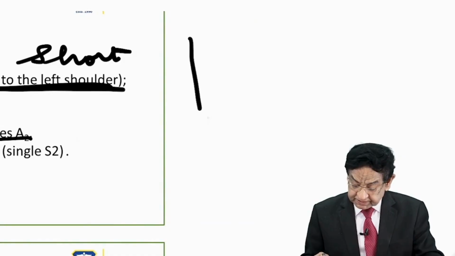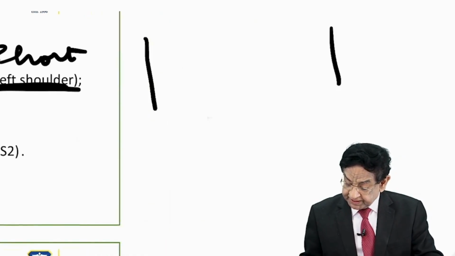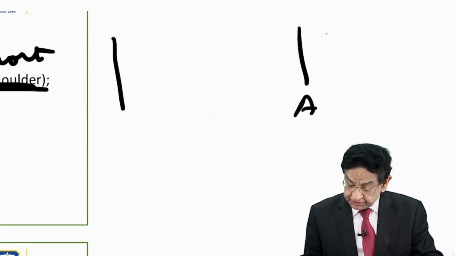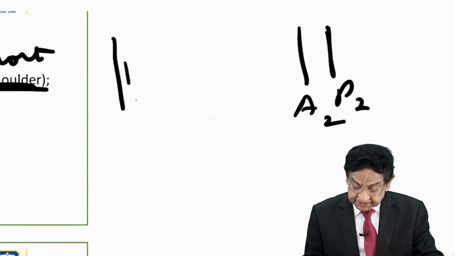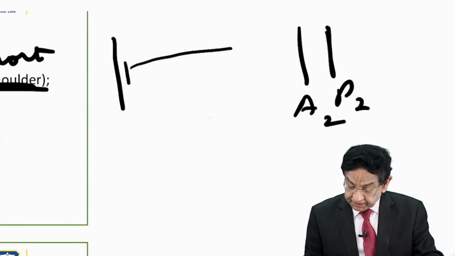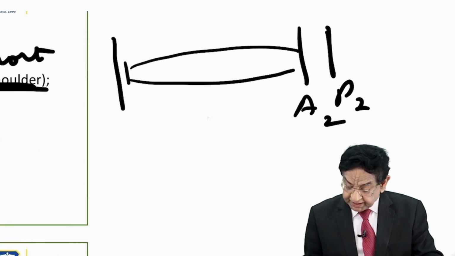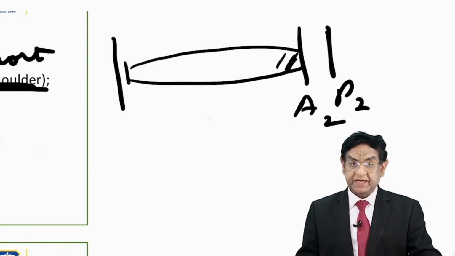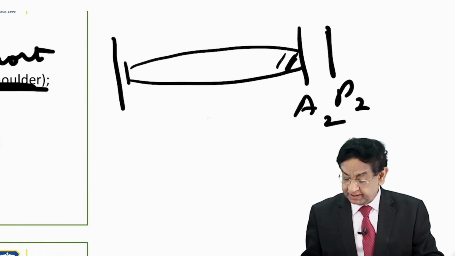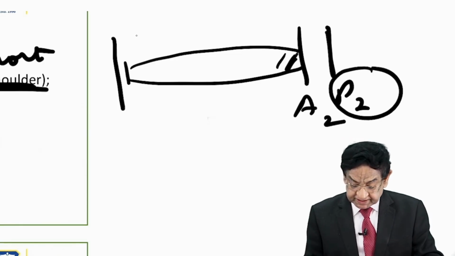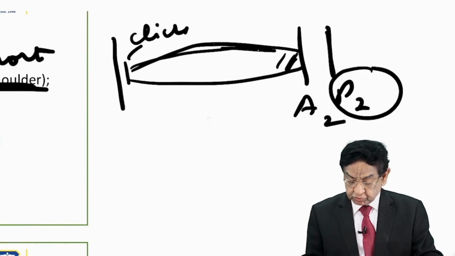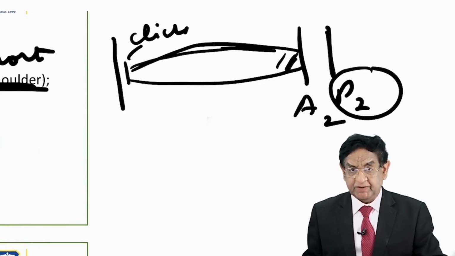That means this is A2, this is P2, and the murmur starts, the ejection click is there and the murmur starts, and it may go like this. It may even involve the A2. A2 may not be heard. That means only P2 will be heard. This is the ejection click, and this is the so-called ejection systolic murmur that may involve the A2.